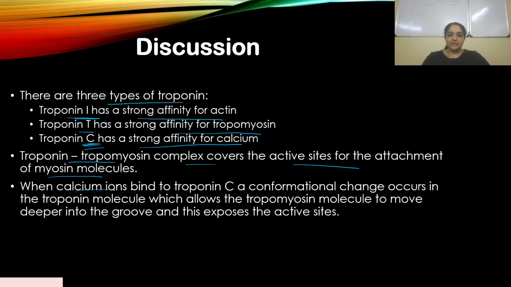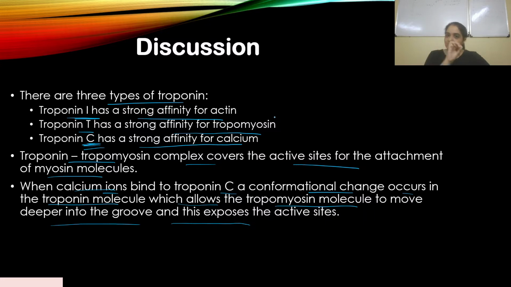Now when calcium ions bind to troponin C, a conformational change occurs in the troponin molecule, which allows the tropomyosin molecule to move deeper into the groove, and this exposes the active site. So like I said, when calcium ions bind to troponin C, a conformational change occurs in the troponin molecule, and this allows the tropomyosin molecule to move deeper into the groove. There's a good structure of the troponin tropomyosin molecules. So the tropomyosin molecule moves deeper into the groove, and this exposes the active site.